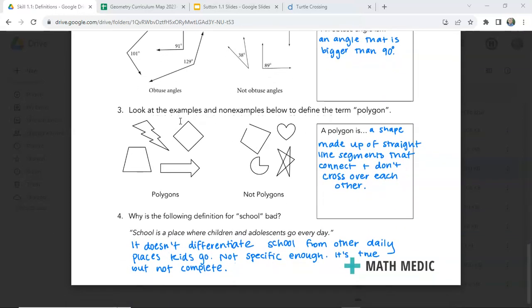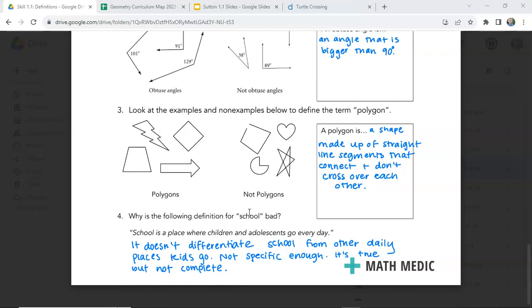Look at the examples and non-examples to define the term polygon. So these are all polygons over here. These are not polygons over here. So some things we might want to notice, the not polygons, we have intersecting lines, we have curved lines, we have open spaces, right? So polygon then must be closed. These are all closed, right? And must have straight lines. These all have straight lines. So a polygon is a shape made up of straight line segments that connect and don't cross each other.